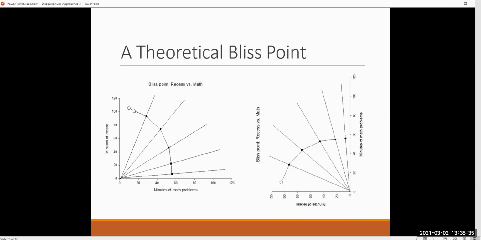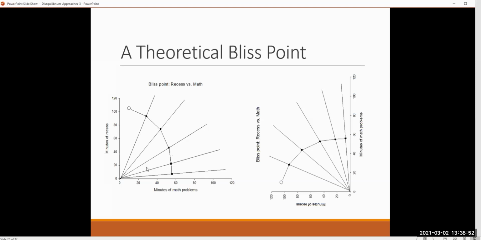All right, so take our bliss point, and we want to see, here's our constraint point. Here's our schedule constraint, and here is how much you could do to that bliss point, how much you can do on this schedule, how many minutes of recess you can get on this schedule, and so on.